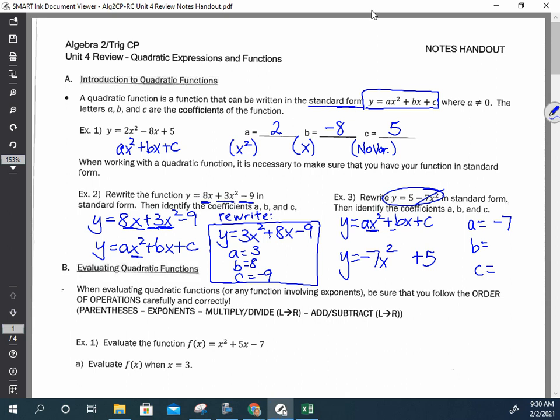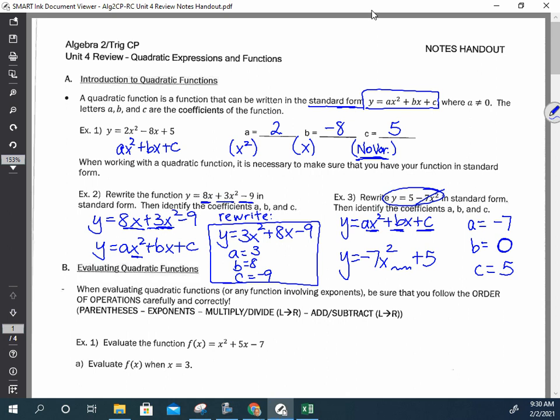Remember, b is always in front of the x term. If there is no x term, then there's no b value, so it's 0. Remember, the c value always has no variable.